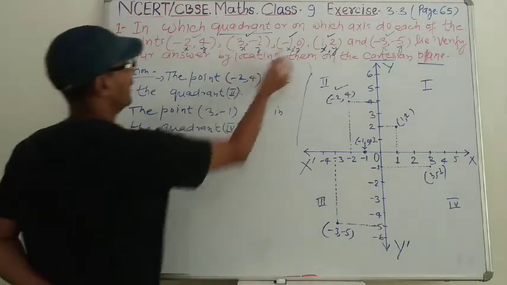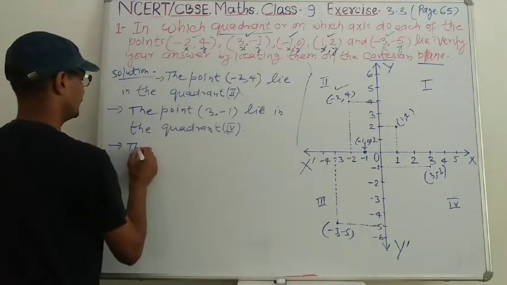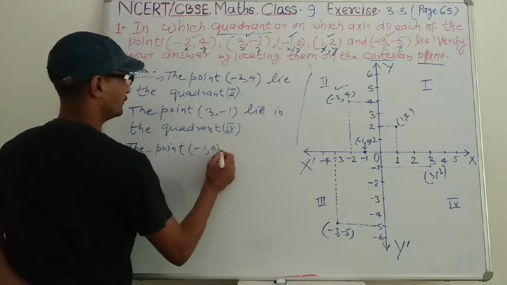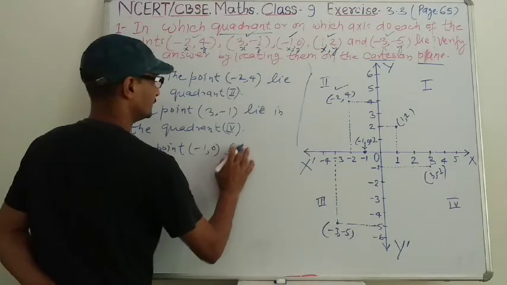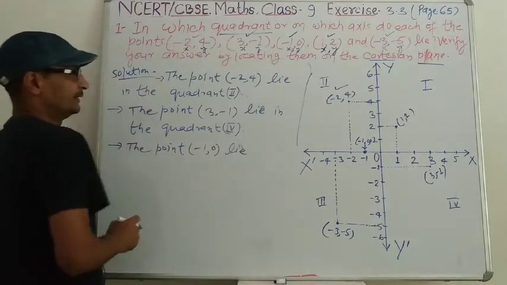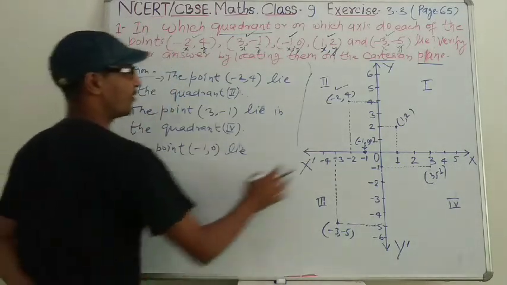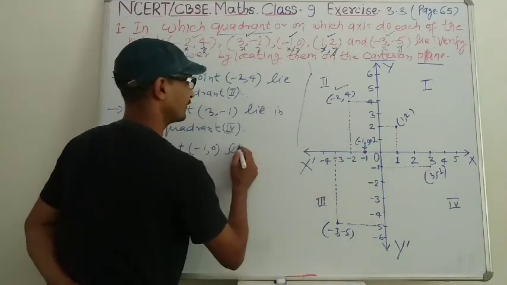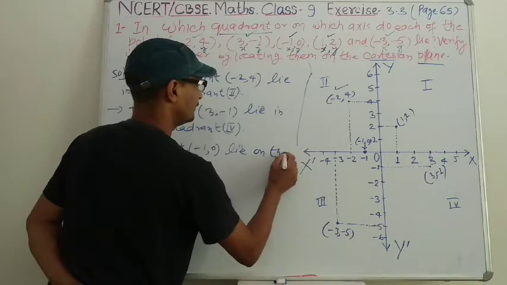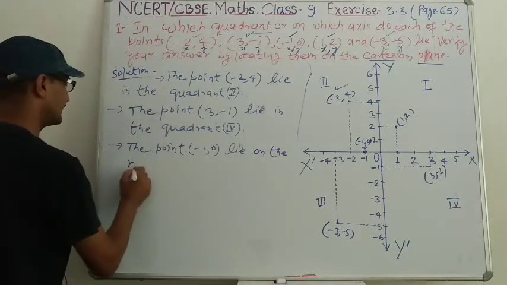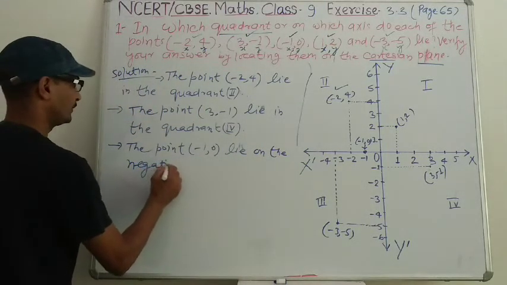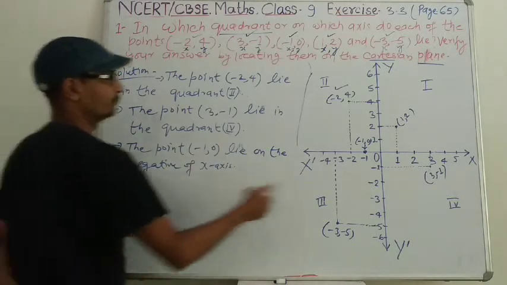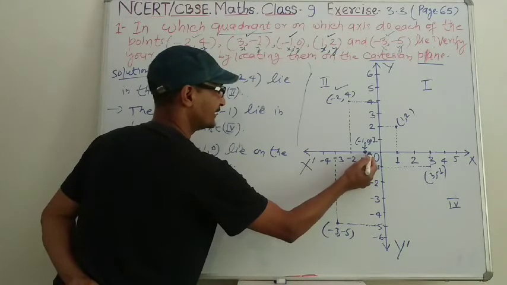Now next, minus 1, 0. The point minus 1, 0 does not lie in any quadrant. It is not in any quadrant because it is on the line. On the line means it lies on the negative side of the x axis.